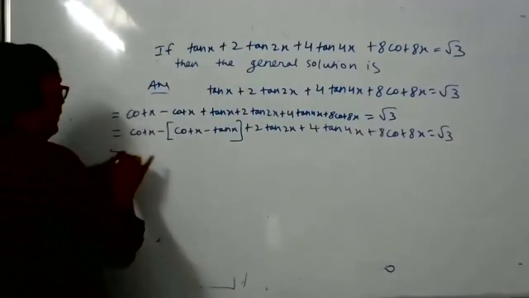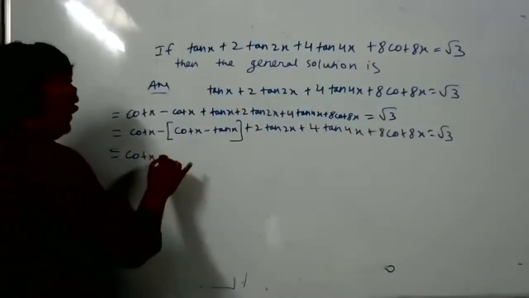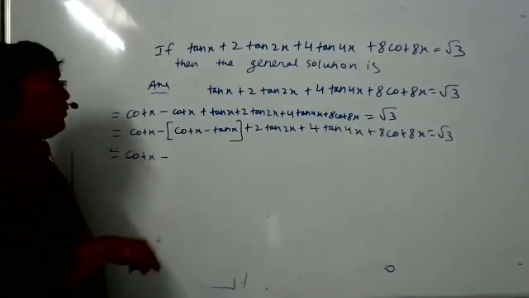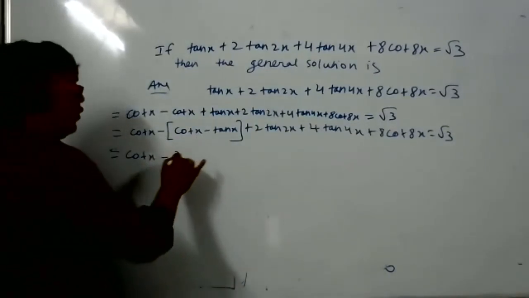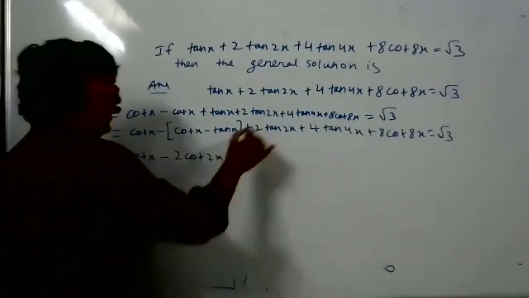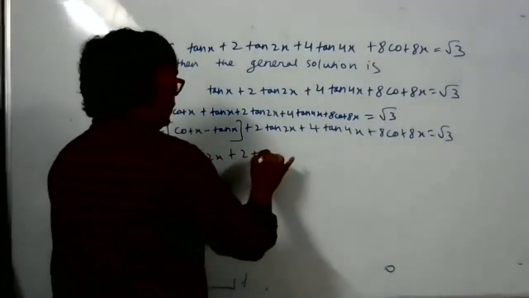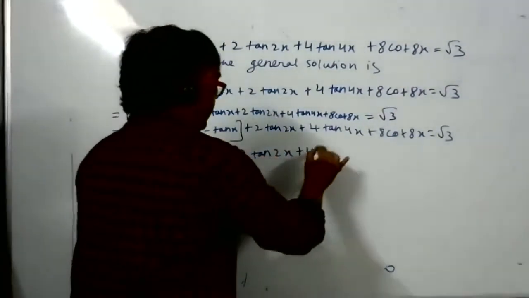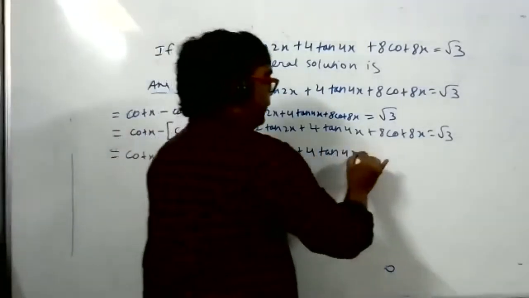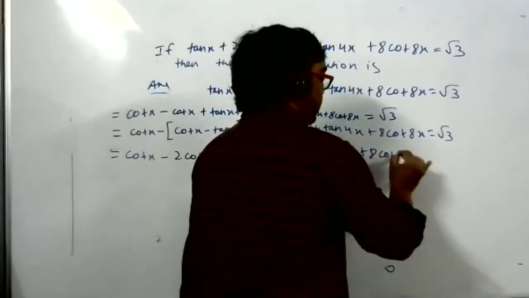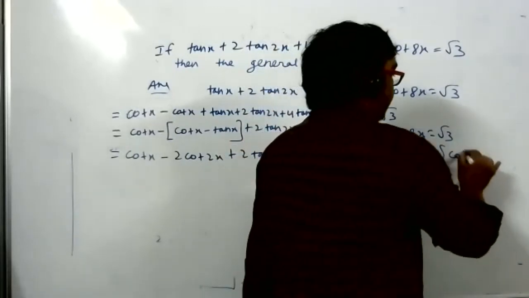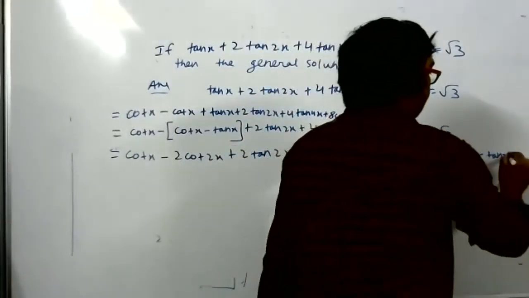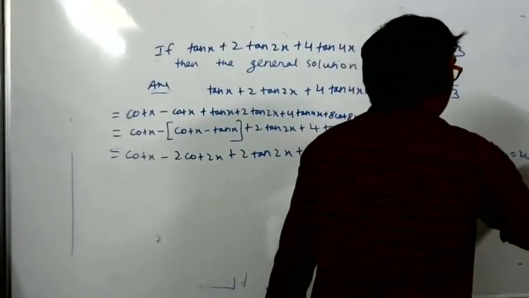Student, now tell me, in the place of this cot x minus tan x, what am I supposed to write? 2 cot 2x. And this thing I will write as it is. And this pattern will continue. I will write the reason also why I'm writing so. Because cot x minus tan x is equal to 2 cot 2x.